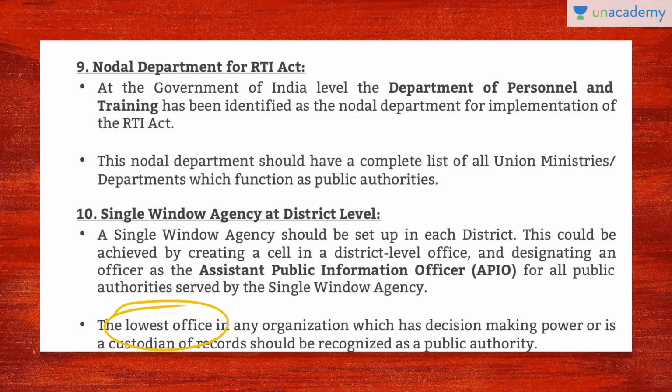And the lowest office in any organization which has the decision making power or is the custodian of records should be recognized as a public authority. So try to remember these points and it will really serve you a lot.